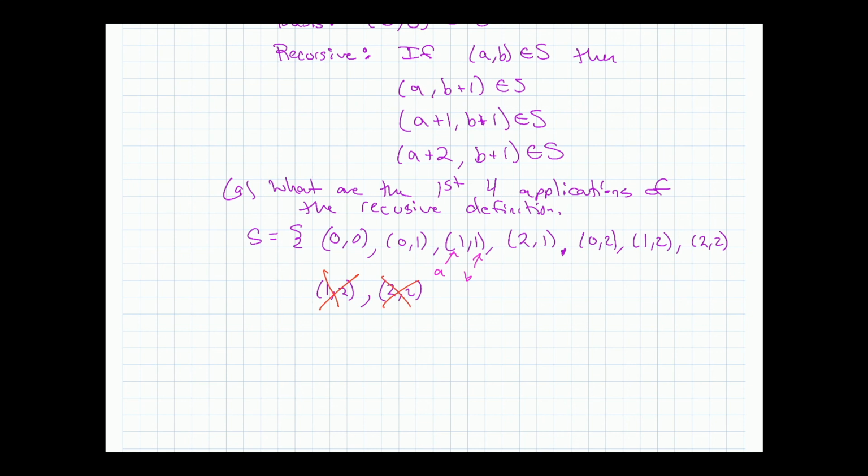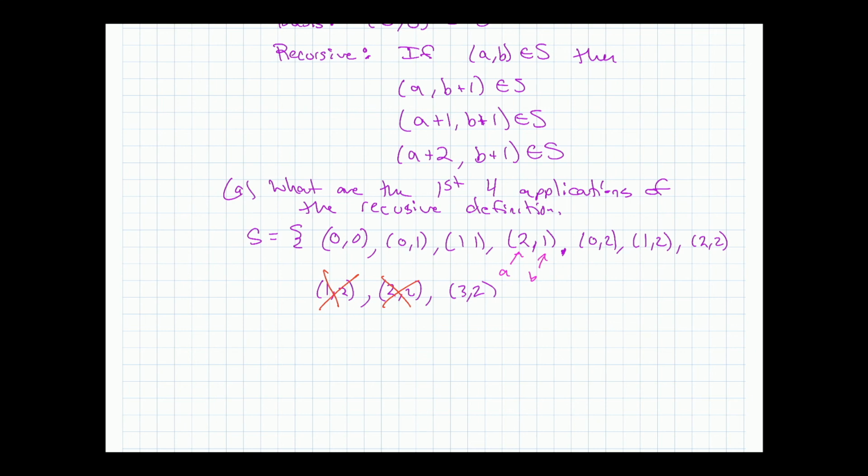But it was technically in there. And then (A+2, B+1) is going to be (3, 2). So that's new, I think. All right, so that was our third application of the rules here. Taking the comma with me. It's fine.